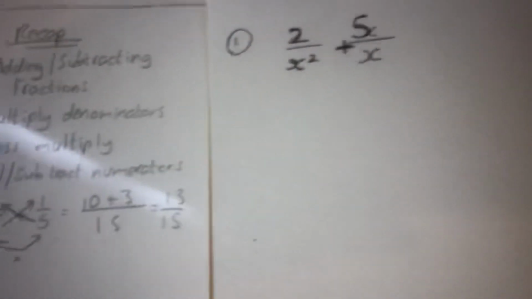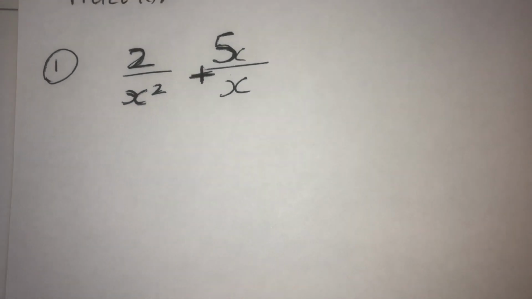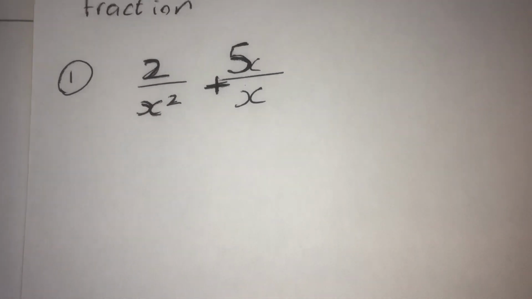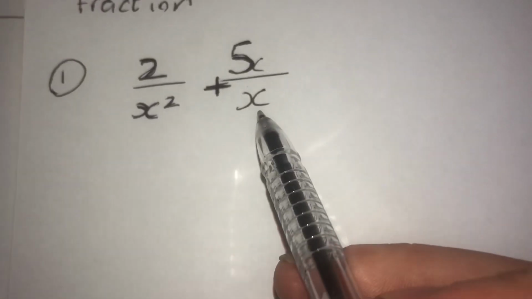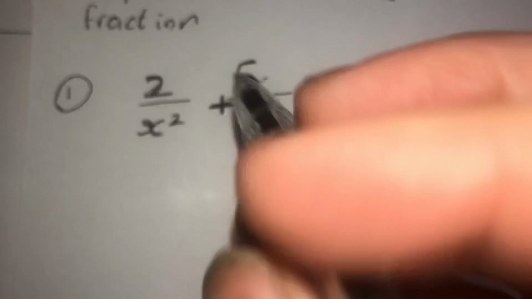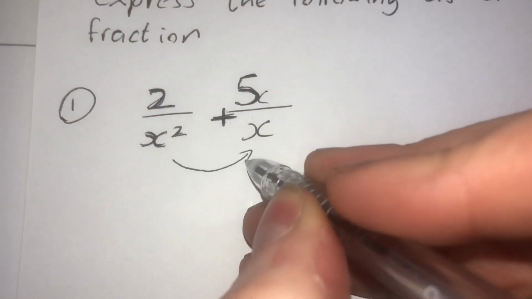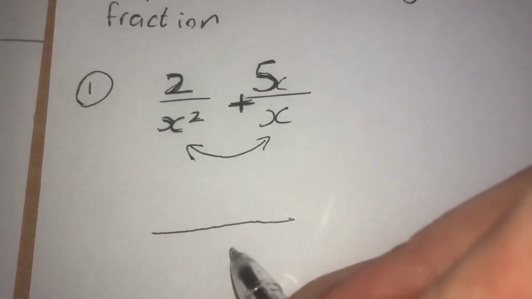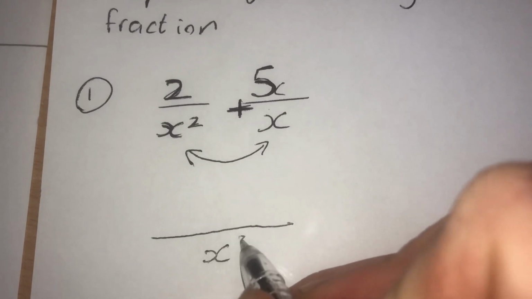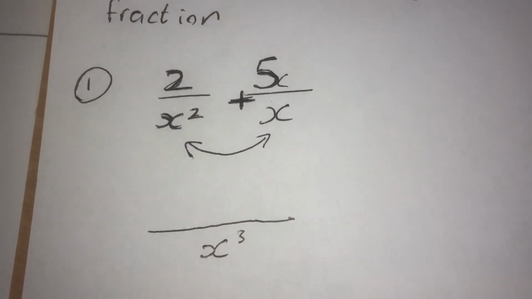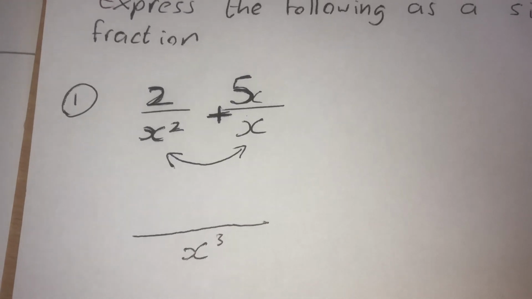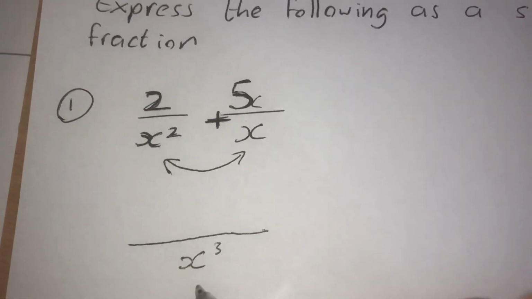if we can. Alright, so we've got this first question here: 2 over x squared plus 5 over x. Because we have an x squared and an x, these are not the same denominator. To find a common denominator, we have to multiply the two denominators. So x squared times x gives me x cubed. And again, as I mentioned previously, if you're a wee bit rusty on it, watch the video on multiplying terms in algebra.